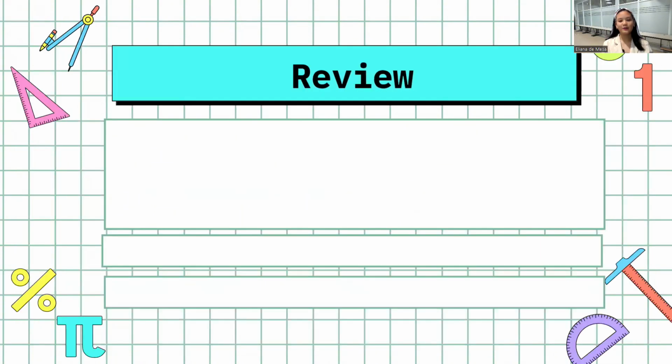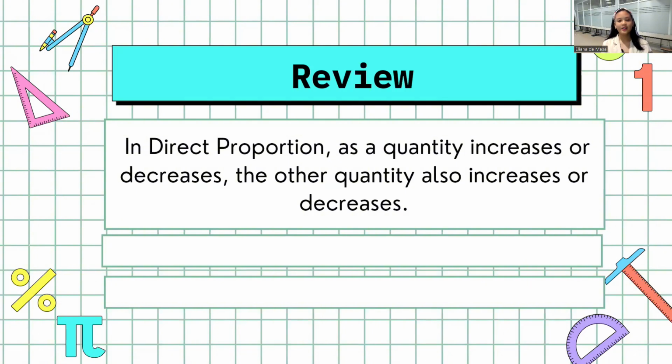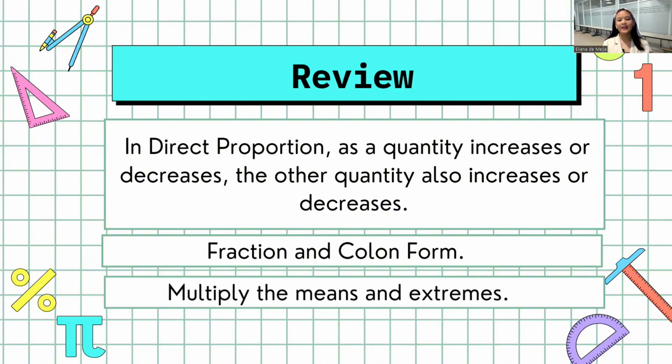Now let's have a short review. What is a direct proportion? Good job! In direct proportion, as a quantity increases or decreases, the other quantity also increases or decreases. What are the 2 forms in solving direct proportion? Correct! The 2 forms in solving direct proportion are the fraction and column form. What do we do with the means and extremes when solving in column form? That's right! We multiply the means and extremes.